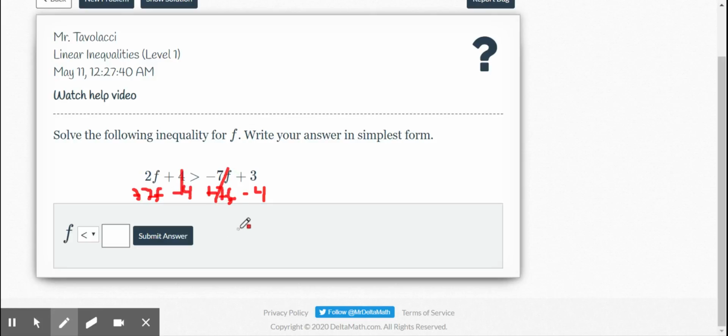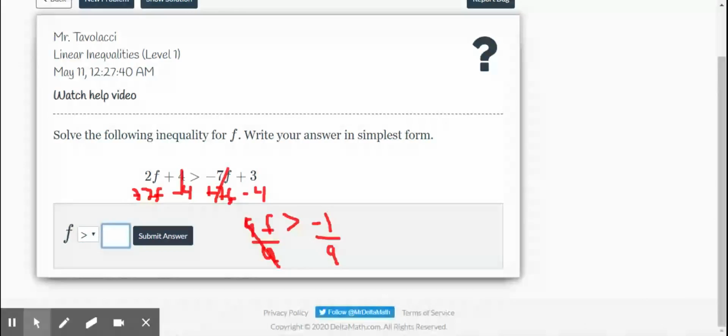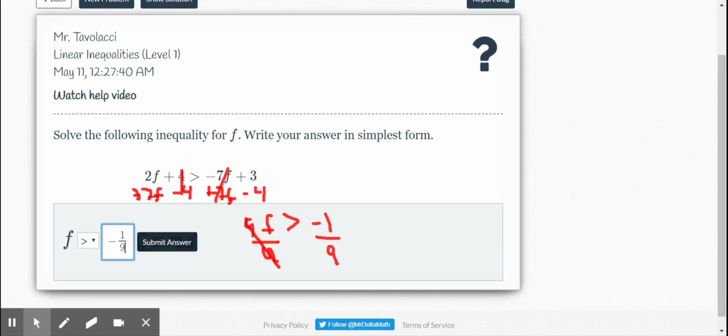I'm going to get 9f on the left-hand side is greater than 3 minus 4, which is -1. I'll divide both sides by +9. Dividing by a positive won't change anything. So I'm going to be left with a fraction. F is greater than, so let me go to the drop down and get the greater than, -1/9.